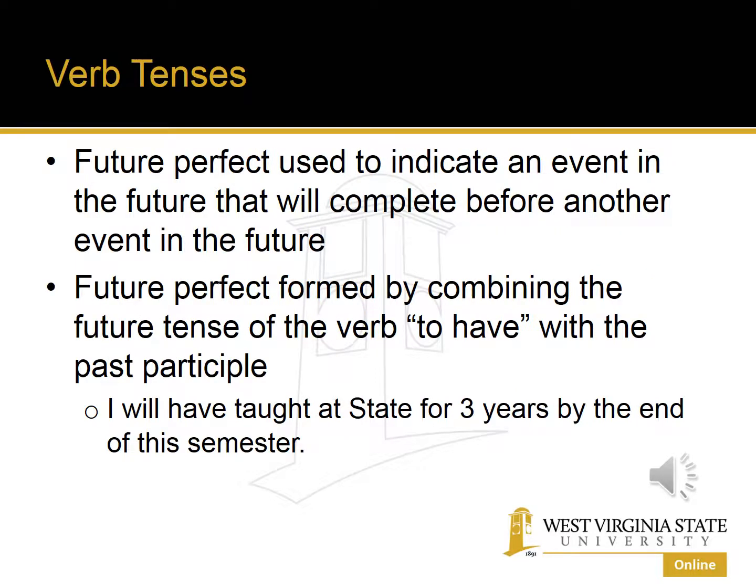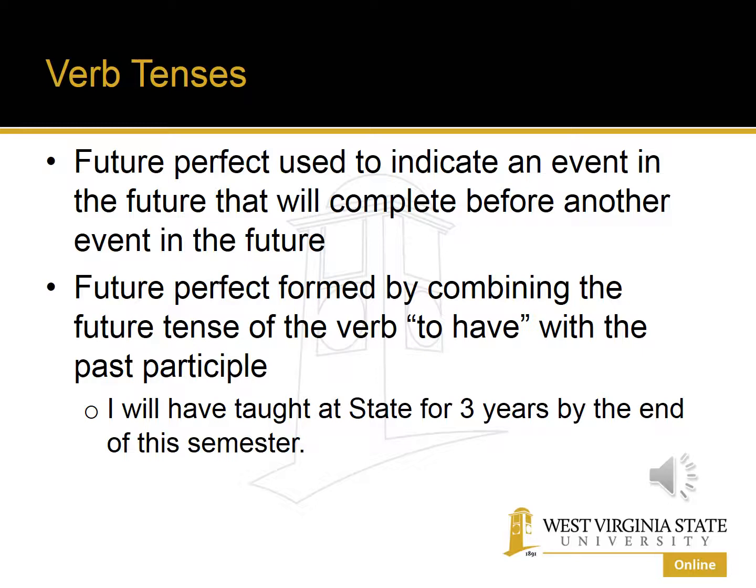The last of the perfect tenses is the future perfect. The future perfect tense is used to indicate an event in the future that will complete before another event in the future. So similar to the past perfect tense, where we have an event that completes in the past before another event that completes in the past, we use the future perfect tense to identify an event in the future that will complete before another event in the future.